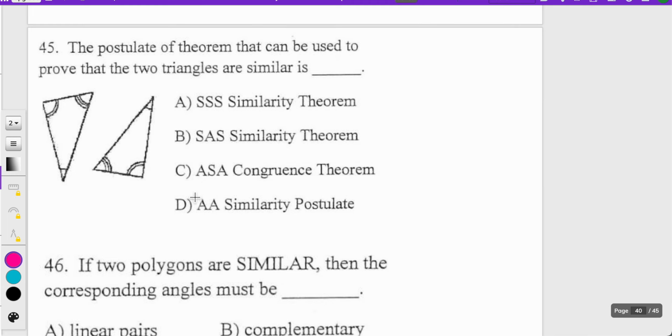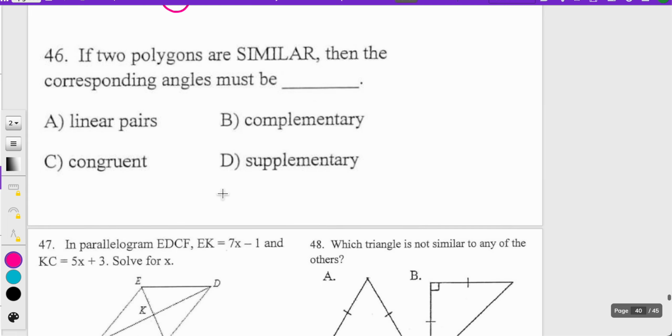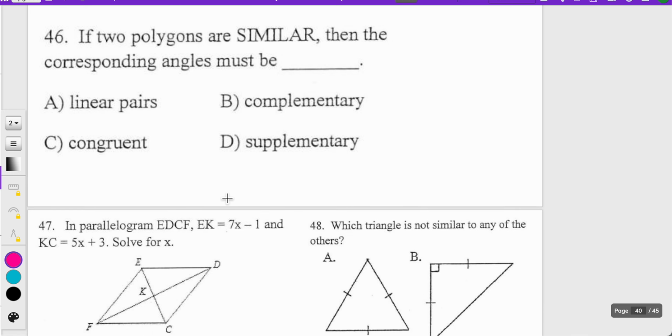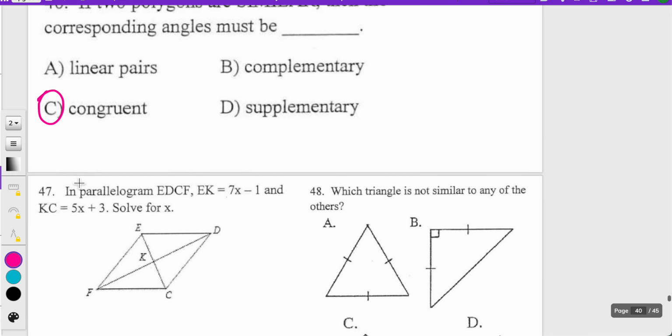The postulate or theorems that can be used to prove that 2 triangles are similar. For this one, it would just be angle, because no sides are given there. 46, if 2 polygons are similar, then the corresponding angles still have to be congruent.